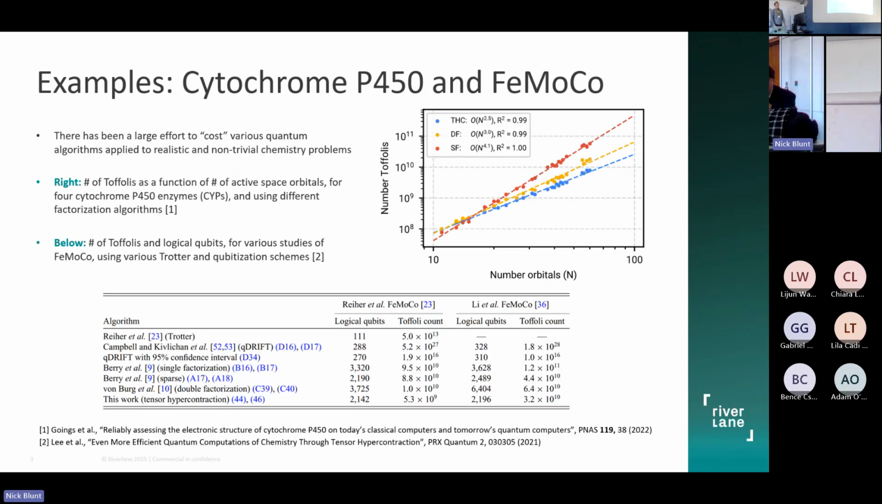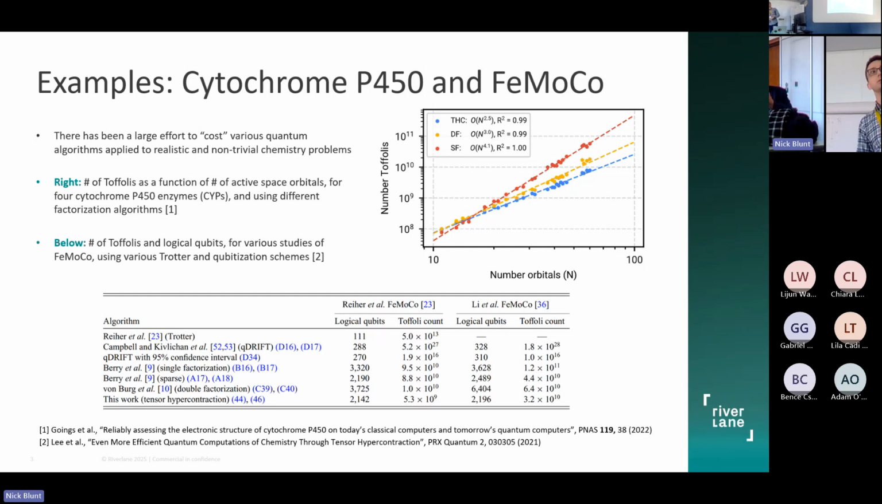So just to show a couple more examples from the literature, there's been a large effort to cost various quantum algorithms, such as quantum phase estimation, for kind of interesting chemical examples. So these are two papers by Google and collaborators. So the figure on the right is for some cytochrome P450 enzymes, where they're looking at different active spaces of different sizes and looking at the number of Toffolis you need to perform a single shot of quantum phase estimation with qubitisation. So there are 3 different schemes here using single factorization, double factorization, or tensor hypercontraction. And so they show that the best scheme here is THC.